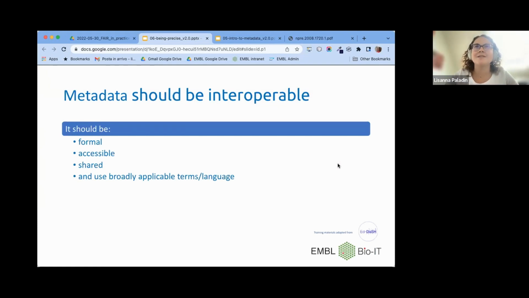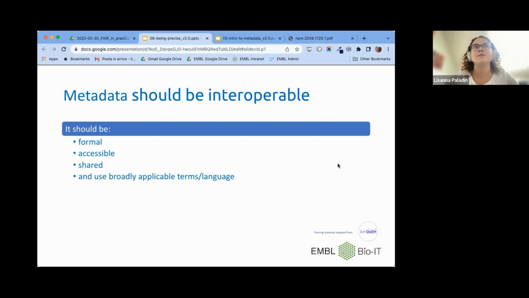One key concept of metadata is that, to allow metadata to communicate between different projects, it should be interoperable. This means that it should be formal, accessible, shared, and use broadly applicable terms and languages. For example, if I mention a specific piece of equipment, I should be specific enough for people to understand exactly which type of equipment I'm using, right?